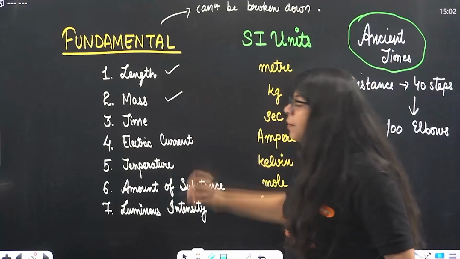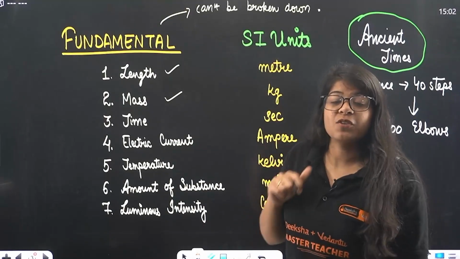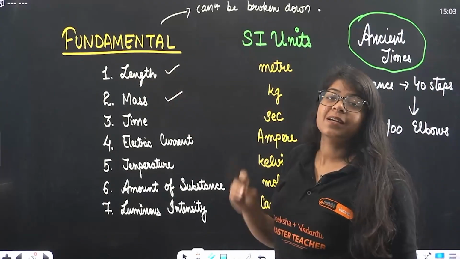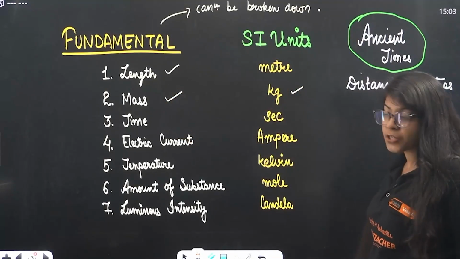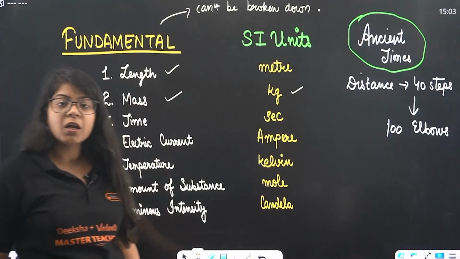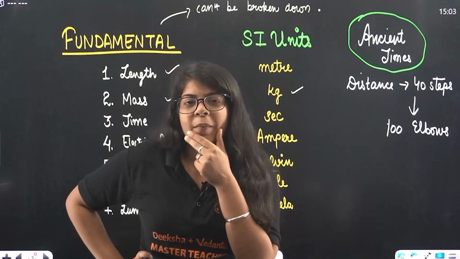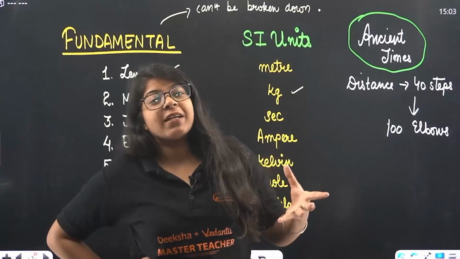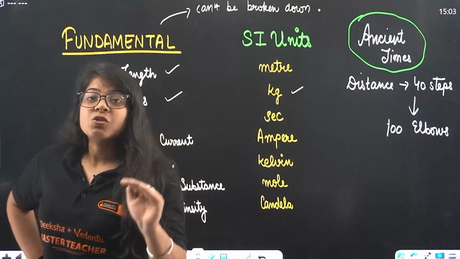Then beta, mass. What is the SI unit of mass? It's kg, right? 5 kg of apples, 5 kg of onions, 10 kg of potatoes. So we measure mass with kg. Kg is the SI unit of mass. Understood? Then we have time. Ma'am, how is time fundamental? Can you derive time? Is there any formula for time? No, ma'am. We just have a watch, digital or analog. We measure the time. So time is also a fundamental quantity.